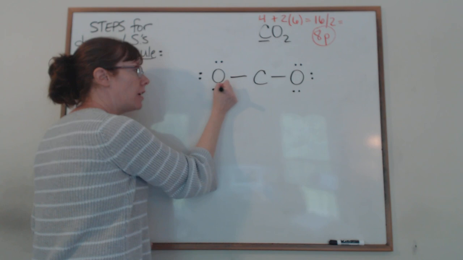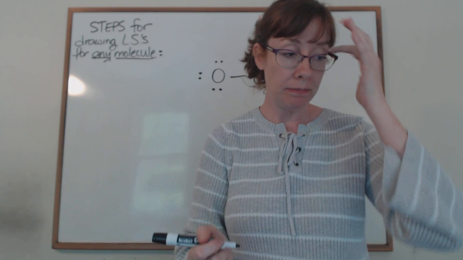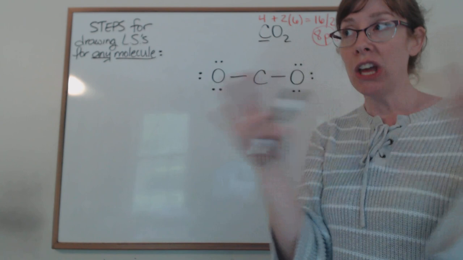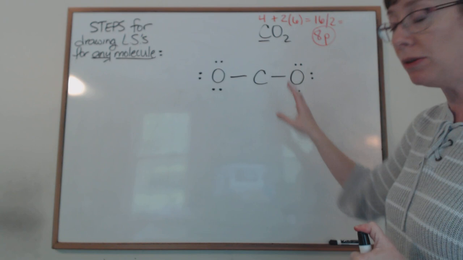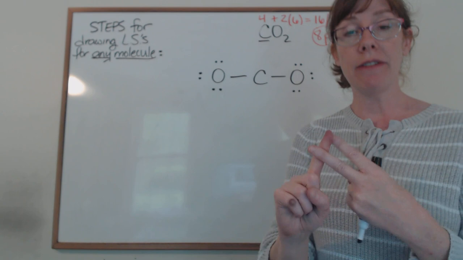And now it's time to ask the 2 questions because I just finished step 4. Because here's the thing, you can't add pairs that don't exist. Once you hit 8 pairs, you have to stop. You can't keep adding. That's a big no-no. You only have 8 pairs and they all have been used. Did I use all my pairs? Yes. Second question. Is every atom satisfied?